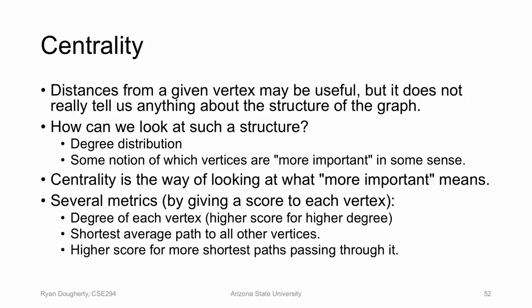So the way that we're going to do that is we're going to assign betweenness to be the number of shortest paths which pass through a vertex. I'll go over that when we get to it.